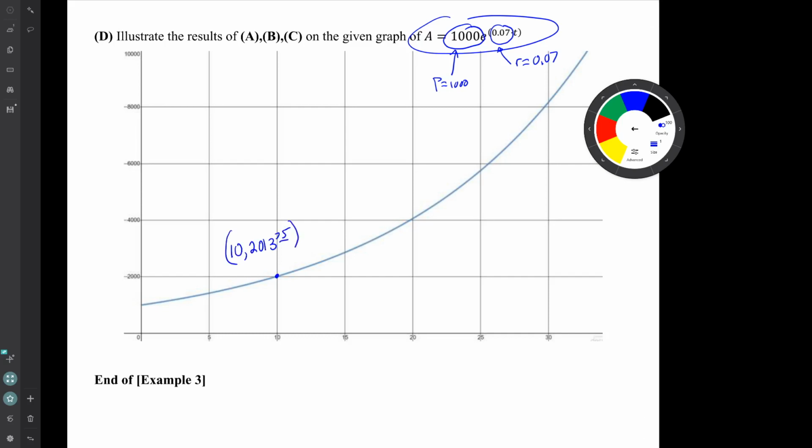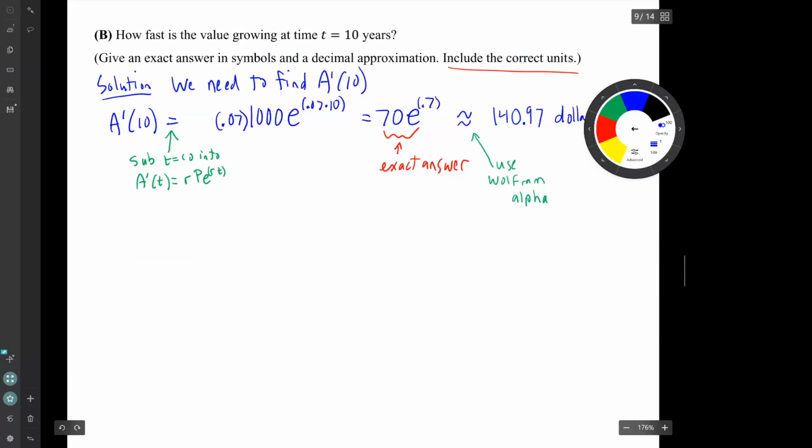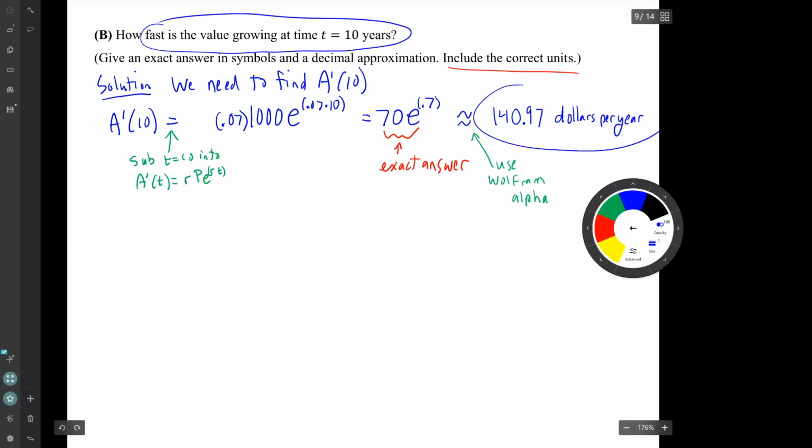The y-coordinate of that point is the balance at time 10 years. The balance is roughly $2,013.75. So that's pretty close to 2,000, just a little bit above that grid line. Let's look at our question B results. Question B was, how fast is the value growing at time 10 years? And we found that the result was roughly $140.97 per year. But that's denoted by that symbol, A prime parentheses 10. That's the slope of a tangent line. So we should illustrate this result by drawing a tangent line and indicating its slope.